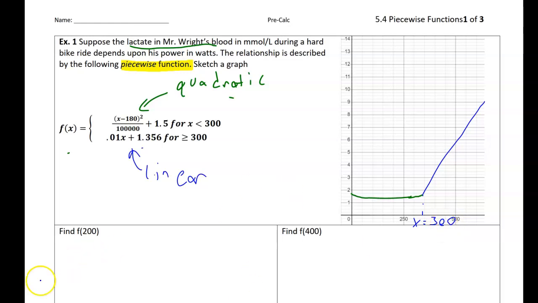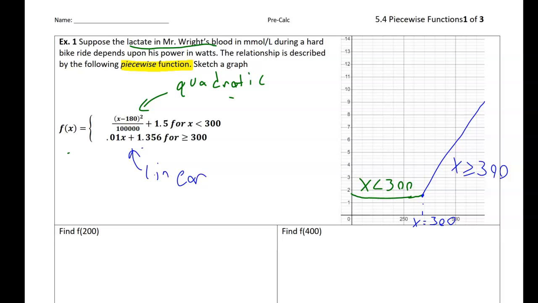Okay, so there's our graph, and notice for x less than 300 in this case, it's my quadratic piece, right? And then for x bigger than or equal to 300, it's my linear piece. And in this case, they meet up at a nice point like that. So let's see how we evaluate these two. And I did these both already in my calculator. You're free to write these down.